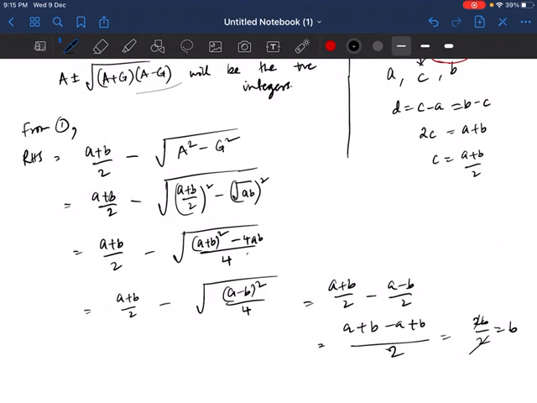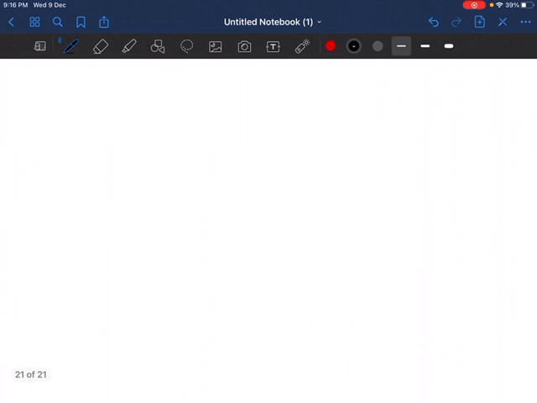I have proved that for the minus sign. Now all we have to do is prove it for the plus sign one. So the plus sign will be what? It is a plus root over of a plus g into a minus g. So let us prove this plus sign one.